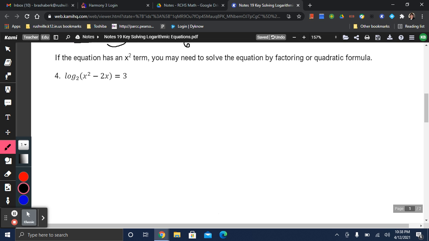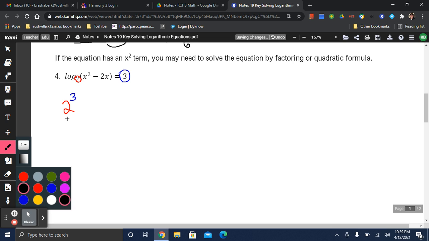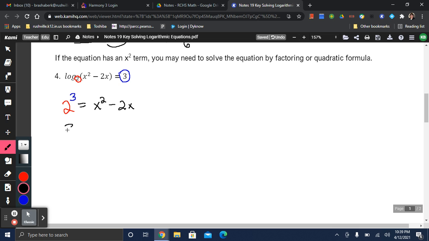Okay, then this example number 4, as we solve it, you have a 2 as the base. The 3 is the exponent. So 2 to the third power equals the argument, x squared minus 2x. So let's go ahead and simplify. 2 times 2 times 2 is 8, equals x squared minus 2x.